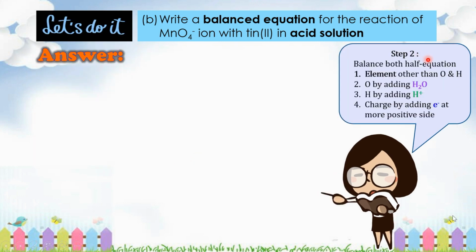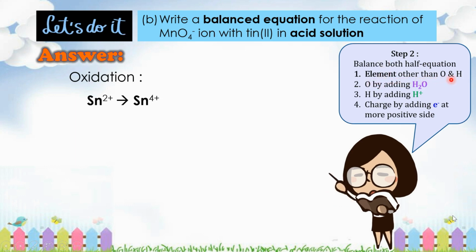For the second step, you have to balance both half equations. Right, so for the first step in balancing, you have to balance elements other than oxygen and hydrogen, which refers to Sn. So it is already balanced. Since there is no oxygen and hydrogen present in the equation, we can skip step 2 and step 3. Now we move to step 4.